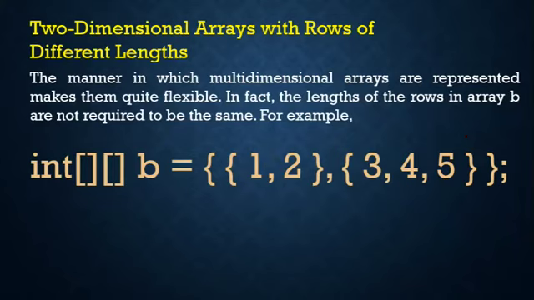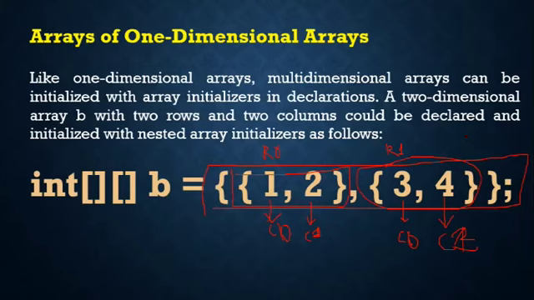The manner in which multidimensional arrays are represented makes them quite flexible. In fact, the lengths of the rows in array B are not required to be the same. A two-dimensional array is made up of one-dimensional arrays. For a one-dimensional array, we just initialize it once, but a 2D array is a collection of one-dimensional arrays. That is how Java treats it.